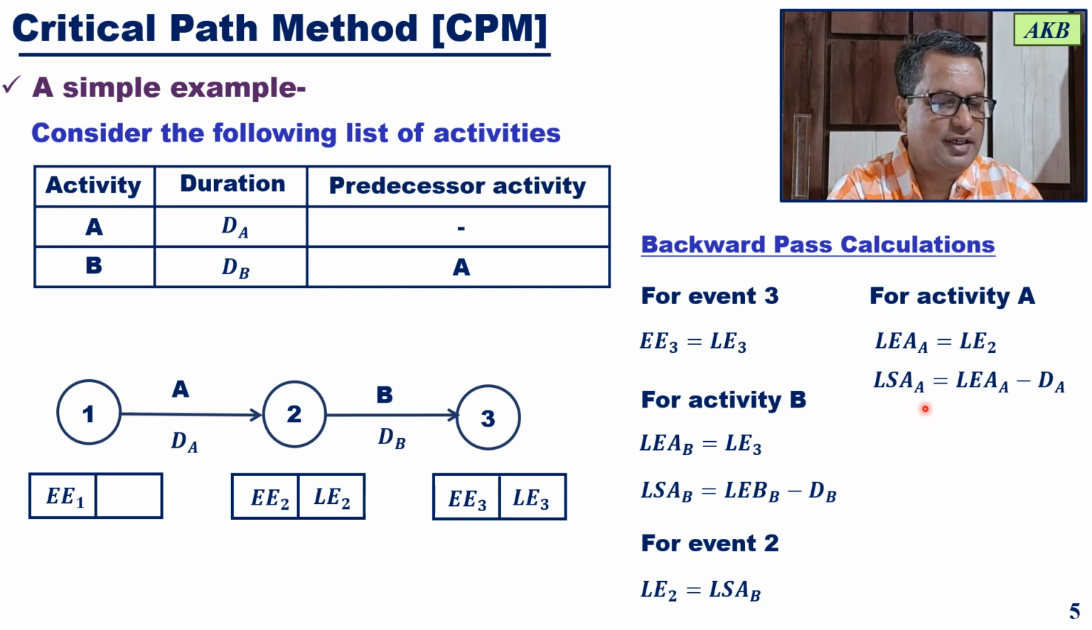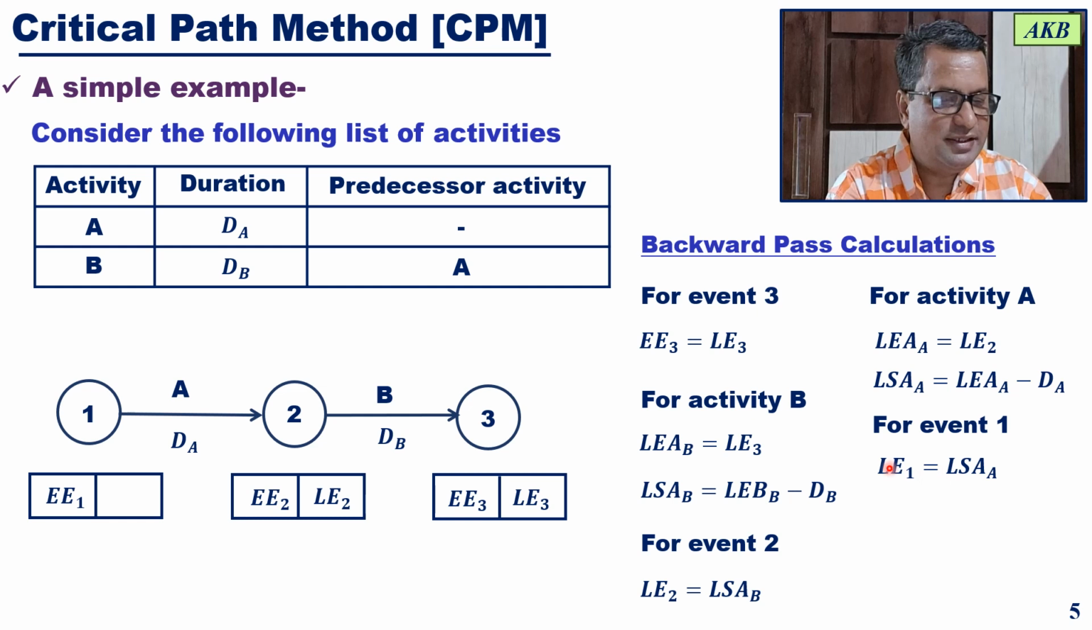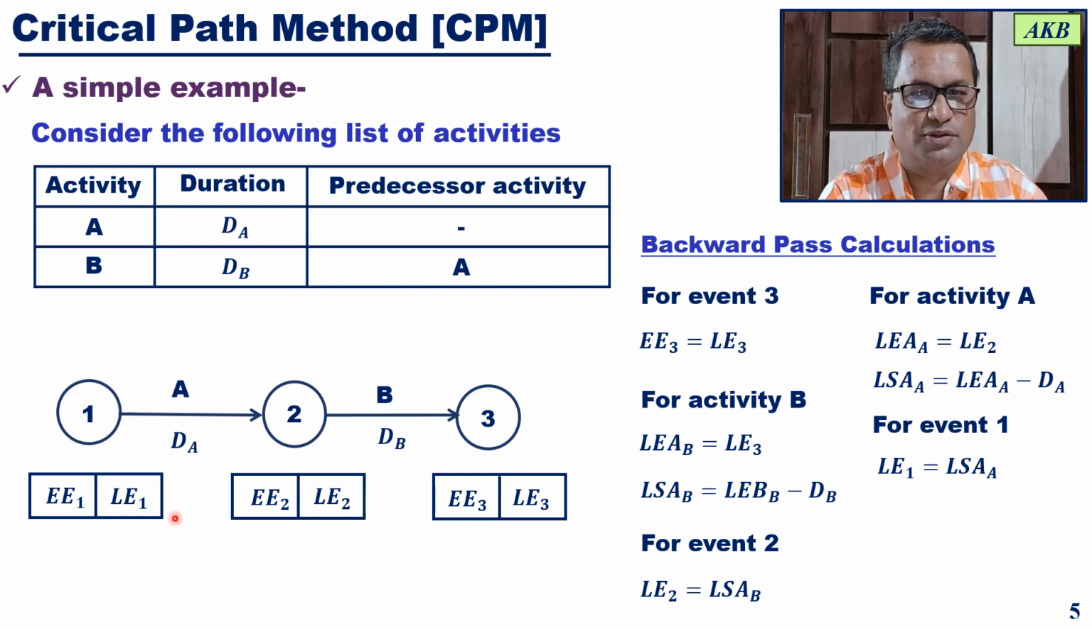Latest start time for activity A is equal to latest end time for activity A minus its duration. Okay. And finally, for event 1, the latest start time for activity A is equal to its latest event time. That is, latest event time for event 1 is equal to latest start time for activity E. And finally, you can write the latest event time for event 1 in the rectangular box. Okay. So in this way, backward pass calculations get completed.